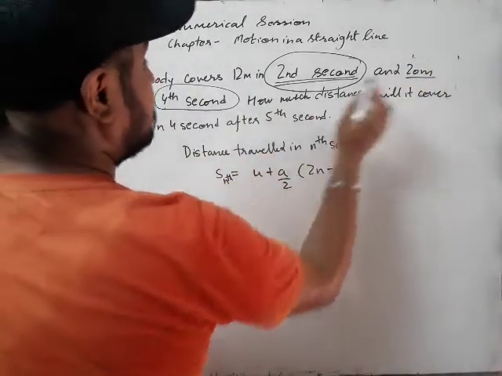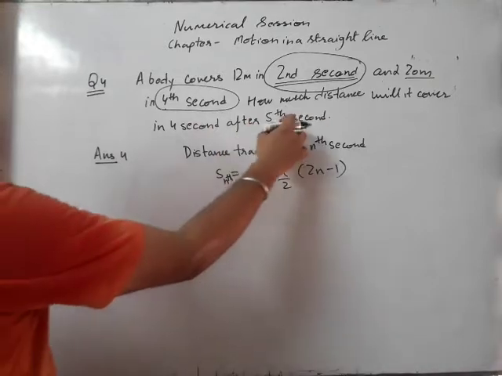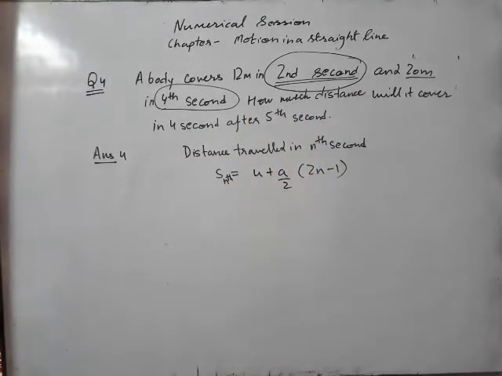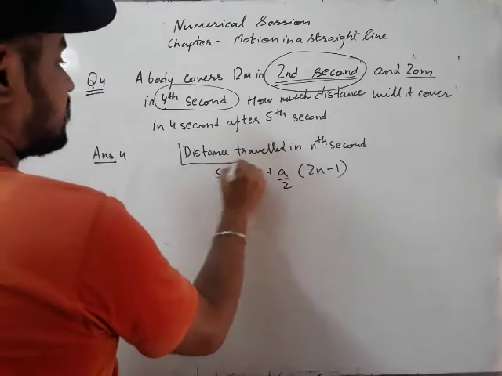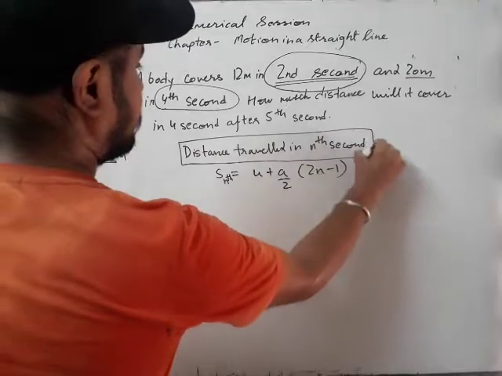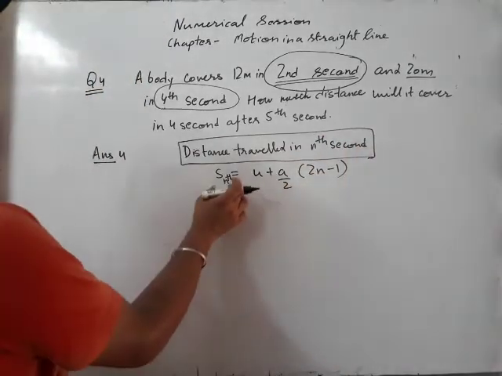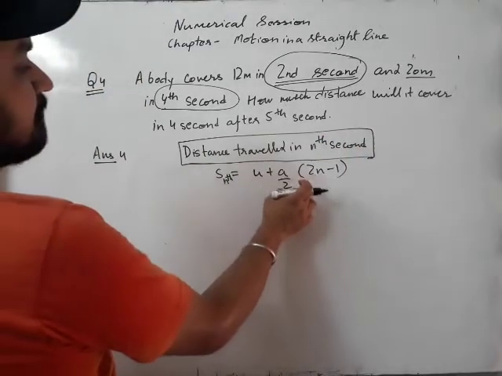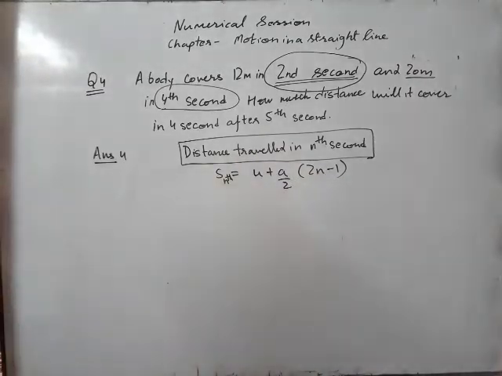How much will be the distance covered in the 4 seconds after the 5th second? That is, you have to find the distance covered after the 5th second up to the next 4th second, that is for the 9th second, but it will not include the distance up to 5 seconds. So let me clarify here again. The distance traveled in a particular second, that is the nth second, the general formula is given as S nth equal to u plus a by 2 into (2n minus 1). This is the formula for it.